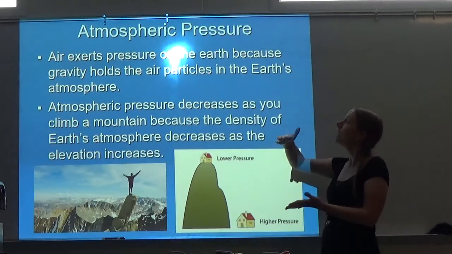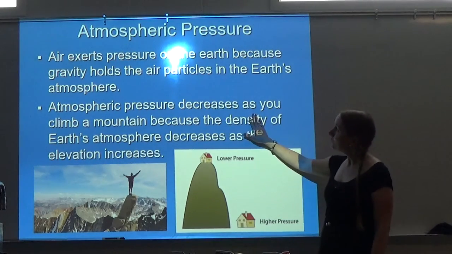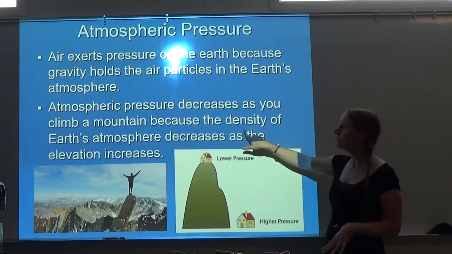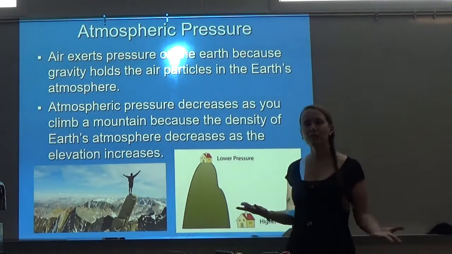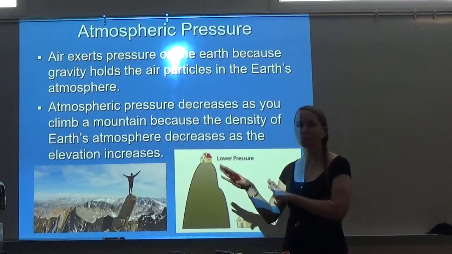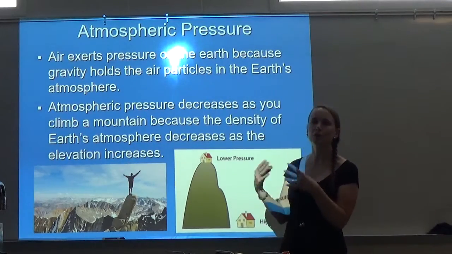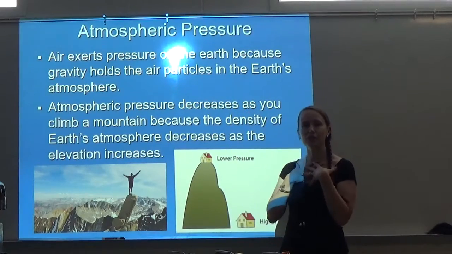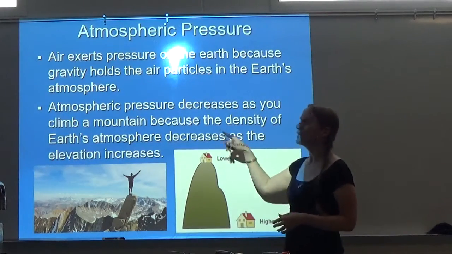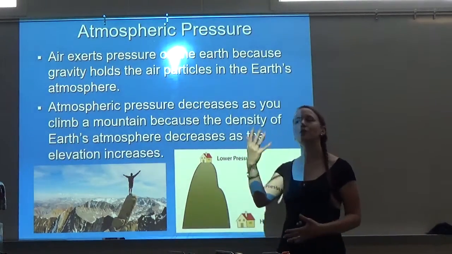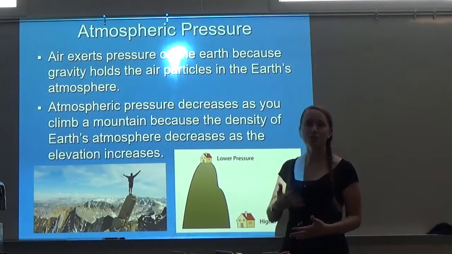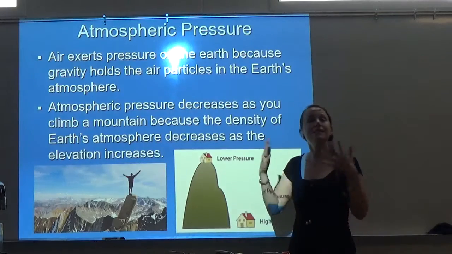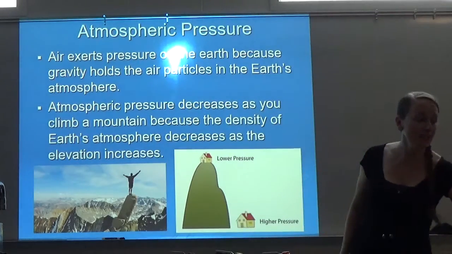So air exerts pressure on the earth because gravity is constantly trying to pull our air downwards. That's why we keep our atmosphere. Atmospheric pressure decreases as you climb a mountain because the density of Earth's atmosphere decreases. That's why if you ever go to a mountainous region, and you're a runner, if you try to run at a much higher elevation, you have trouble catching your breath, because that air is less dense. So when you're breathing in, you're just not getting as much oxygen as you would at sea level.